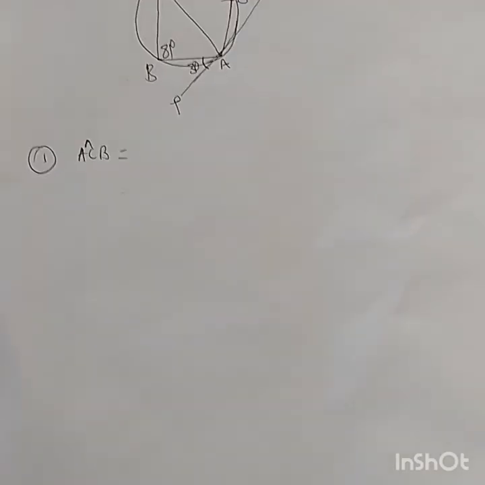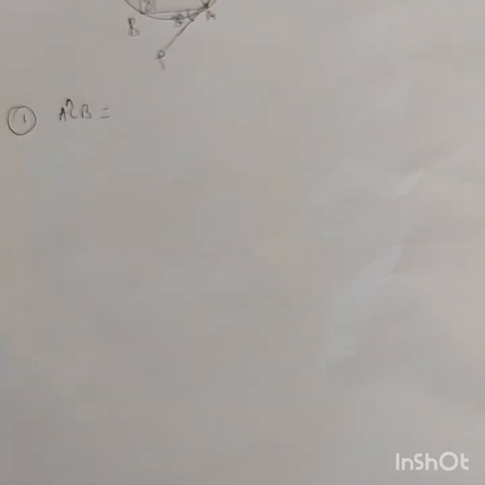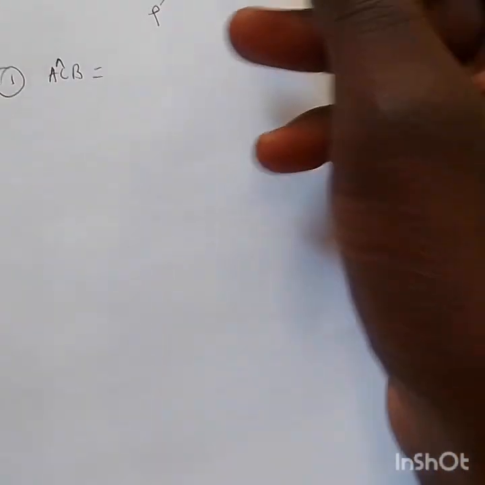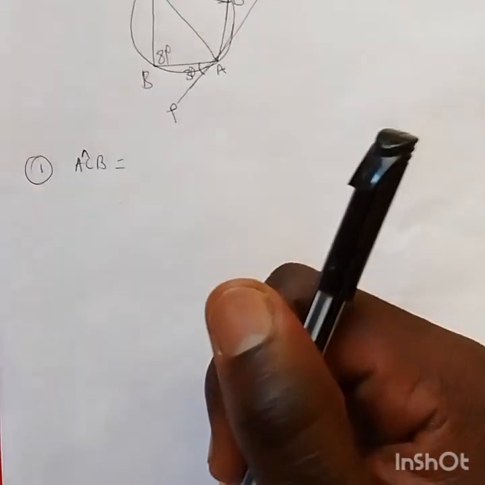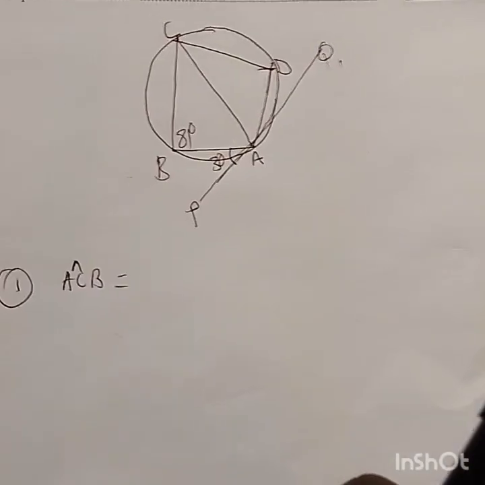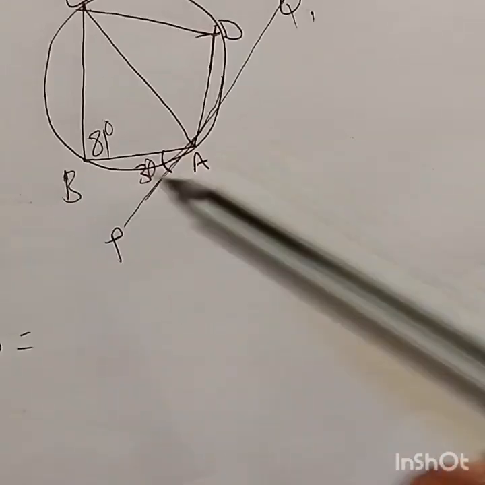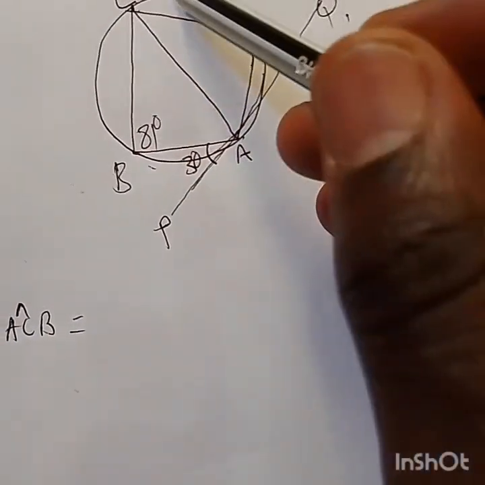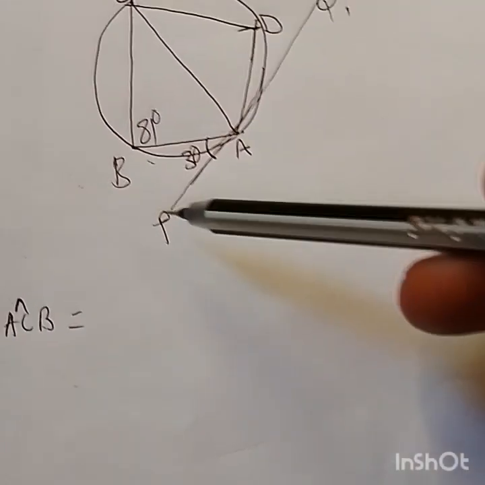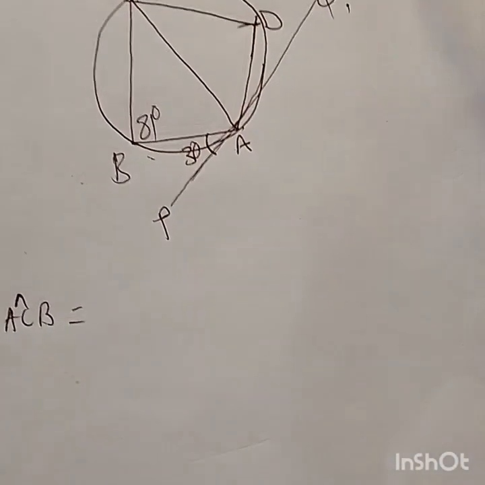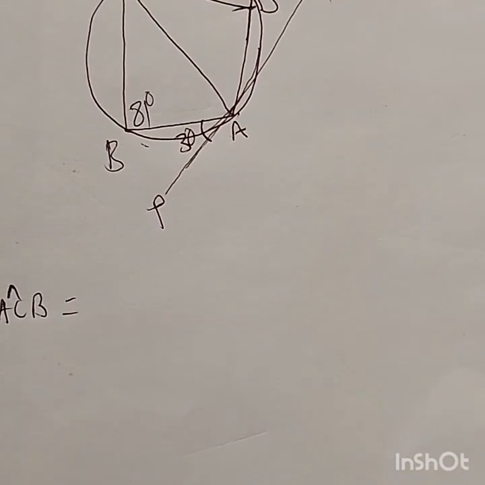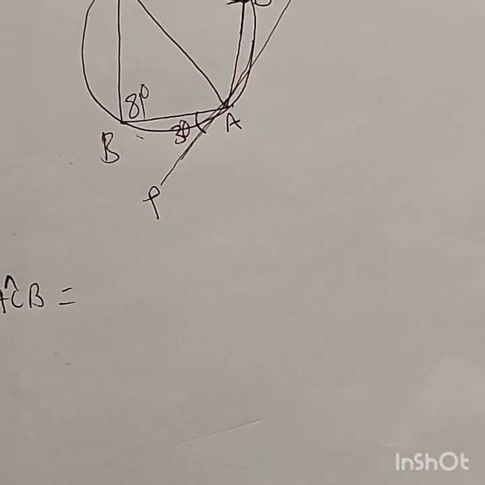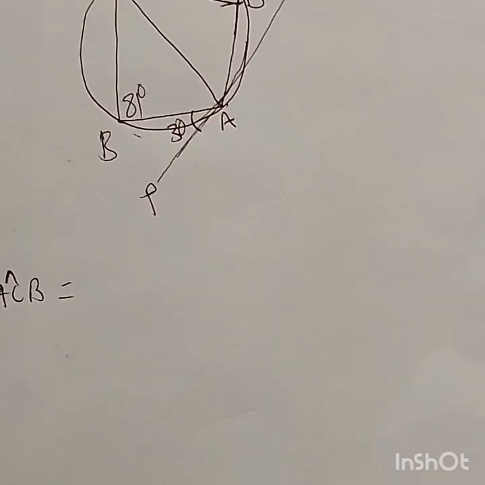Okay, so Susan, this is the question that you requested, and we are going to solve it in this manner. First of all, you need to analyze the diagram. In this diagram, the information that we have been given is that A, B, C, and D are points on the circumference of a circle. PAQ is a tangent. What is a tangent? A tangent is a line that touches the circle at one point.